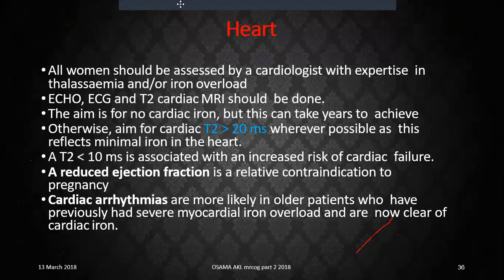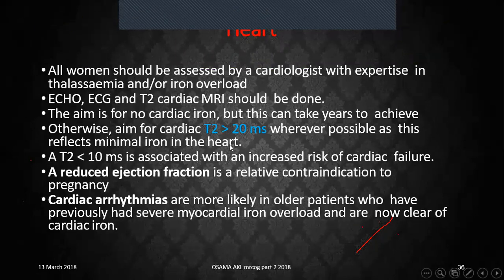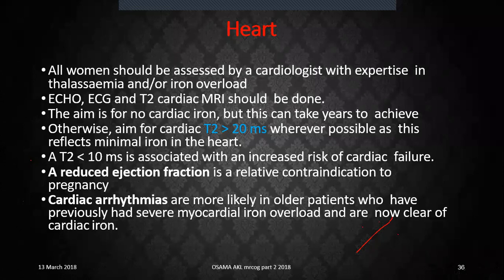In the heart, we will use the Ferriscan, MRI T2. We need T2 to be more than 20 milliseconds. This is our target. If you do Ferriscan, MRI T2, and you find that the result of MRI T2 in the heart is more than 20 milliseconds, this is normal. This is good, accepted, it's our target.